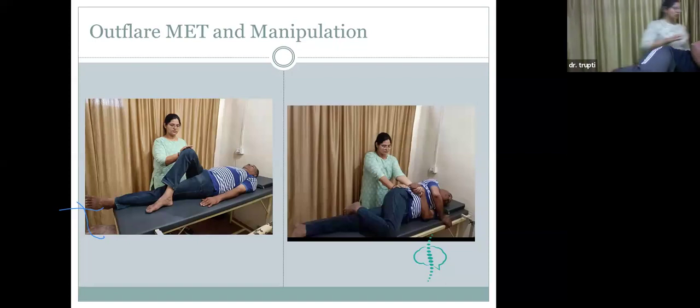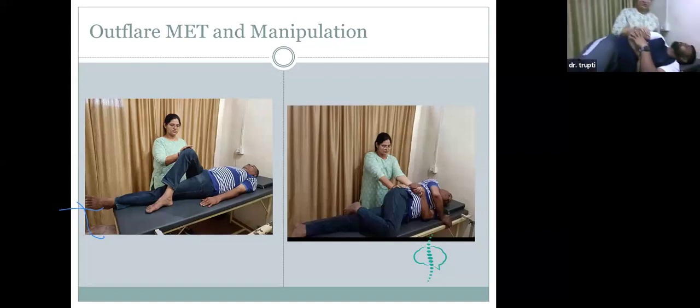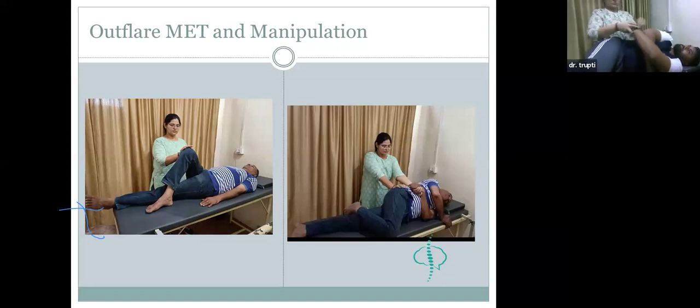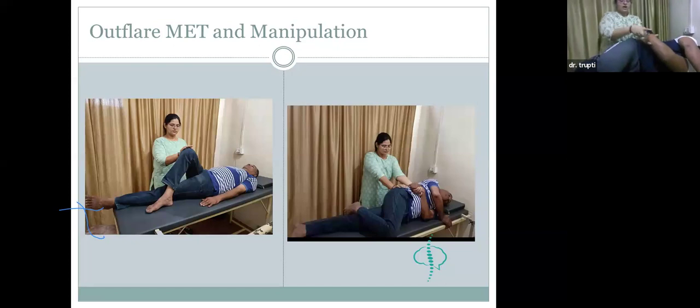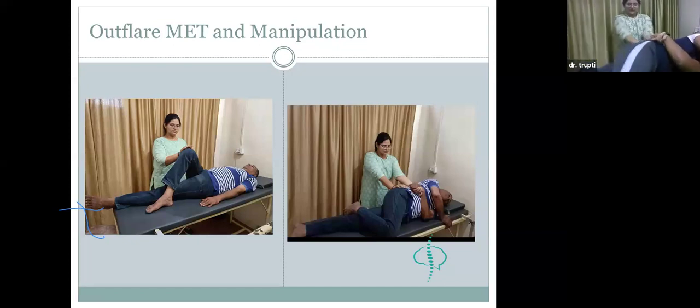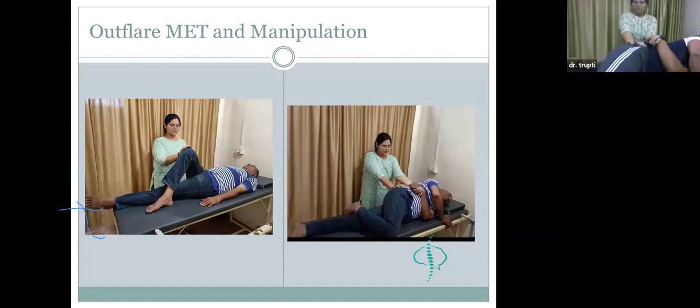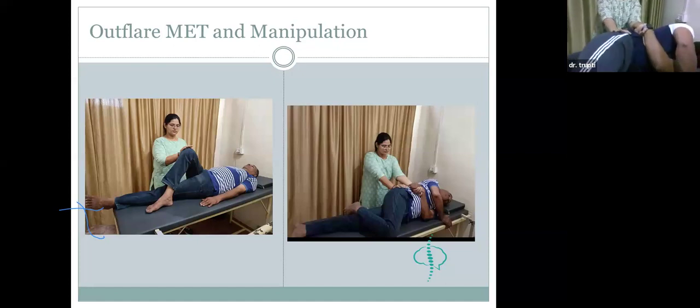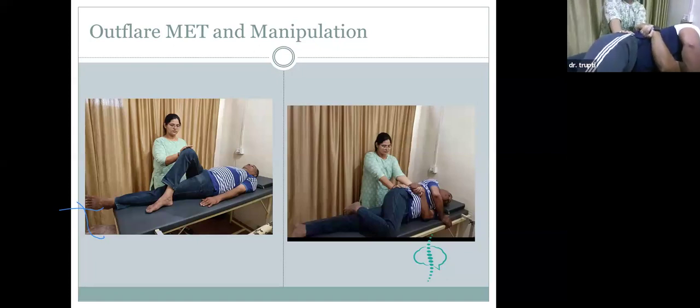We'll position the patient. Ask the patient to hold your hand. My hand will be contacting the PSIS, at the back, SI joint. Here, I can do this MET for outflare and also the unilateral flexion. So, only the hand position matters. Okay?